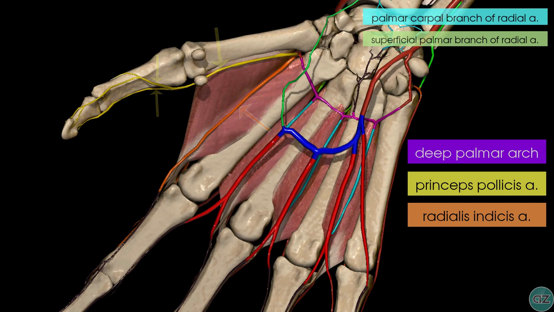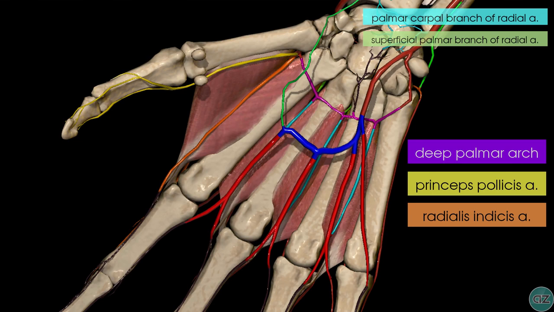So we've now seen how the superficial and deep arches are formed from the branches of the radial and ulnar arteries. The superficial palmar arch is formed from the ulnar artery anastomosing with a branch of the radial artery, the superficial palmar branch of the radial artery, and we've seen how the deep palmar arch is provided mainly from the radial artery anastomosing with a deep branch of the ulnar artery.